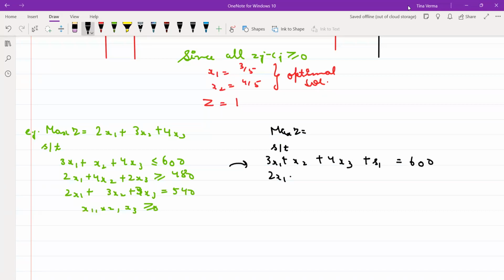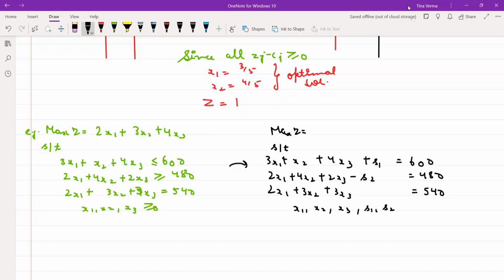This is 2x1 plus 4x2 plus 2x3 minus S2. This is equal to 480. And this is my 2x1 plus 3x2 plus 3x3 equal to 540. And your x1, x2, x3 all are greater than equal to 0. You have added two slack variables that will be greater than equal to 0. Here it will be 2x1, 3x2 plus 4x3, 0 into S1, 0 into S2, right?